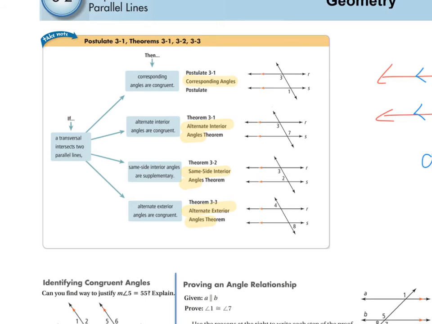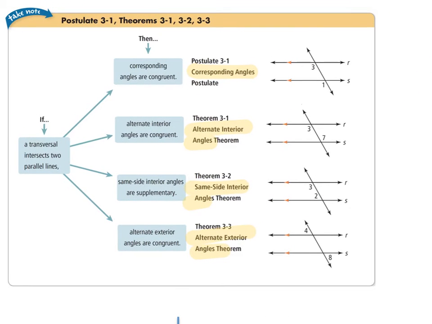So if the lines are parallel, corresponding angles are congruent. Sweet. And the reason is the corresponding angles postulate. They name that one the postulate. Okay, alternate interior angles are also congruent, and for some reason they call that a theorem. So alternate interior angles theorem. If you put postulate or theorem in the wrong place, I would still give you credit. Just try to get them correct.